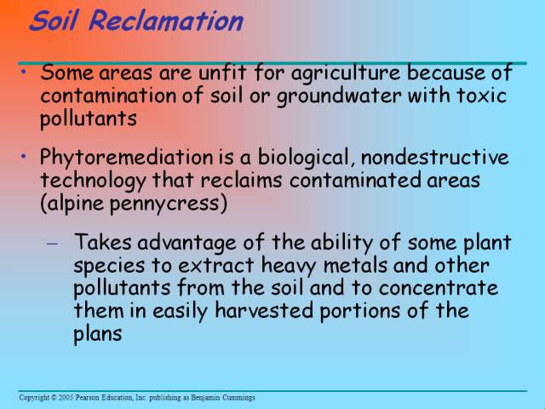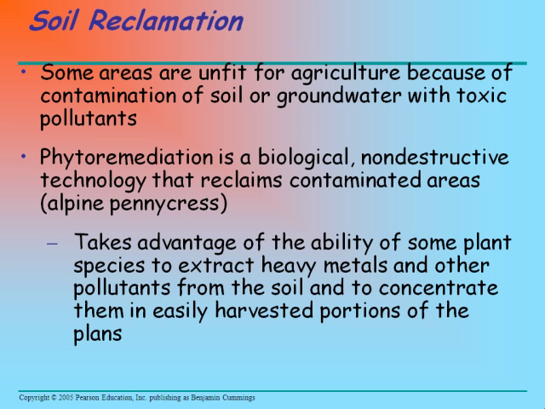Soil reclamation. Some areas are not fit for agriculture because they've been contaminated with toxic pollutants. Phytoremediation is a biological, non-destructive technology that reclaims these contaminated areas. A plant called alpine pennycress takes advantage of the ability of some plant species to extract heavy metals and other pollutants from the soil, and then concentrate them into easily harvested portions of the plants.